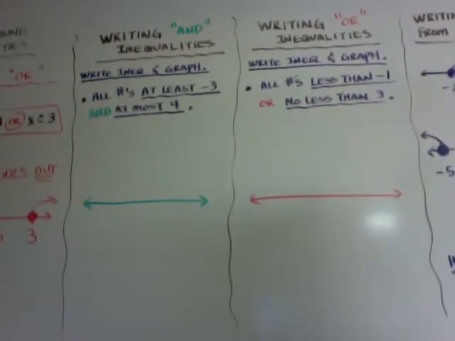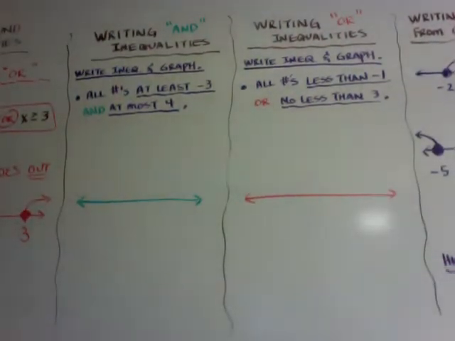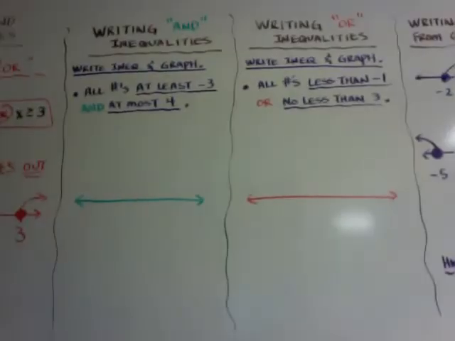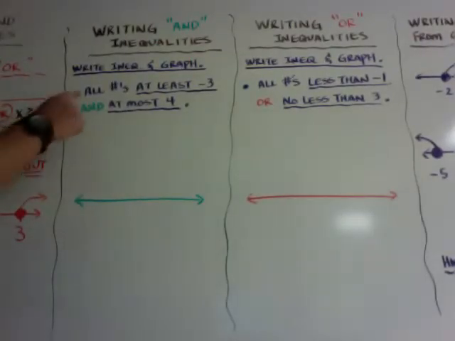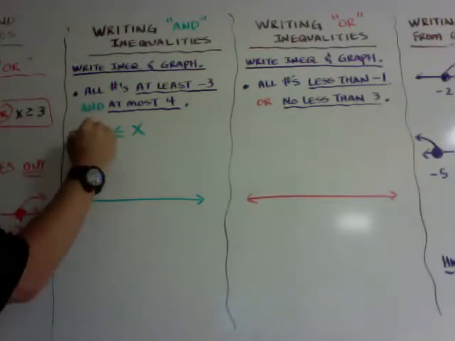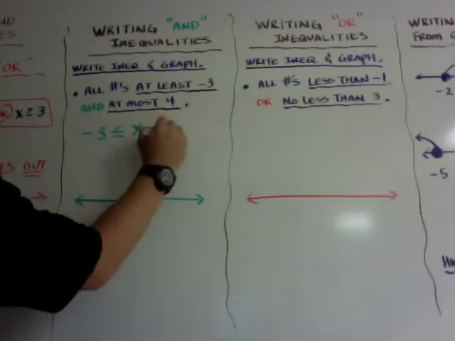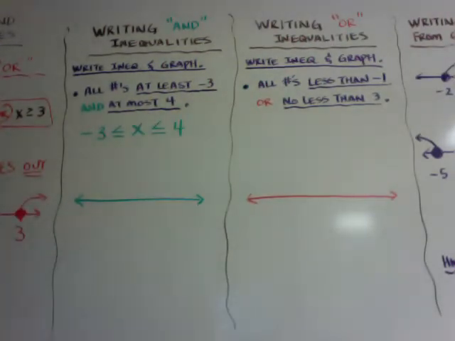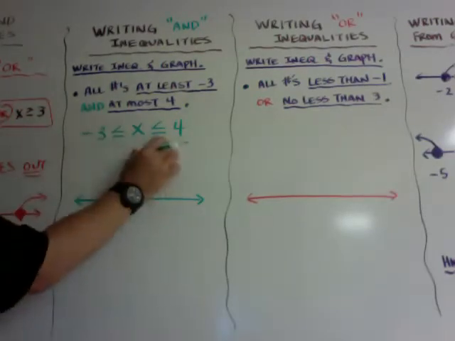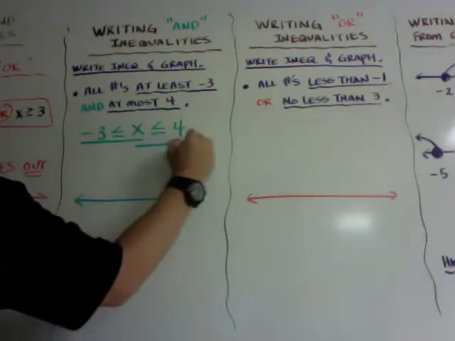Now if we start writing inequalities from words, over here I have writing an "and" inequality on this side and writing an "or" inequality on this side. I say write the inequality and then graph it. So for this one, all numbers at least -3. So right away, I can write at least, which is greater than or equal to -3. At most 4, which means it has to be less than or equal to 4. You can see how I wrote two separate ones, but I combined it into one. So here's my x is at least -3, and then here is my x is at most 4.